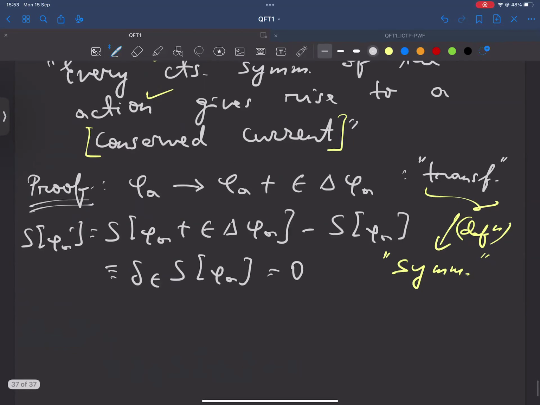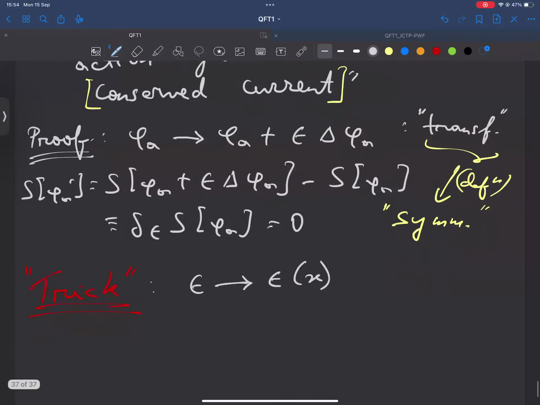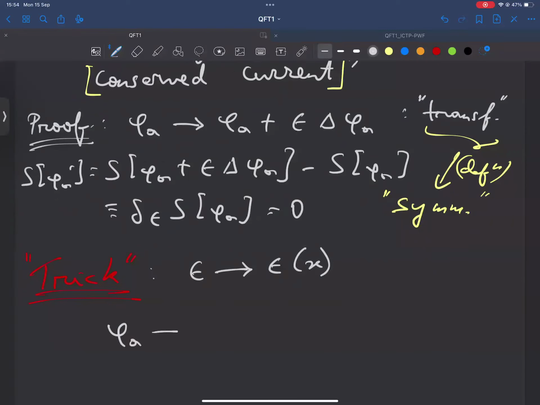Now, to prove the theorem, we will use a trick. But let me write this in red, because I have to emphasize that this is just a trick. It has no bearing on my theorem or anything. So the trick is, this parameter epsilon that we consider, let us promote it to a space-time dependent parameter. So with that, our variation of the field becomes like this.